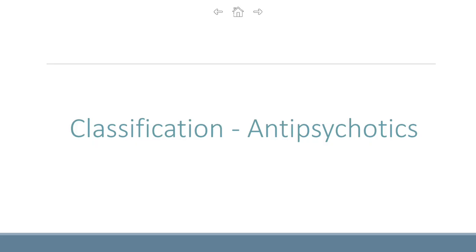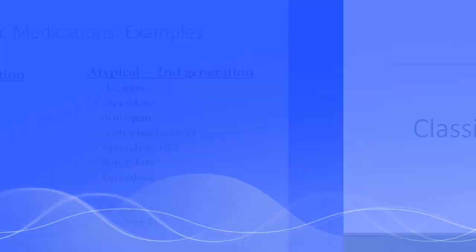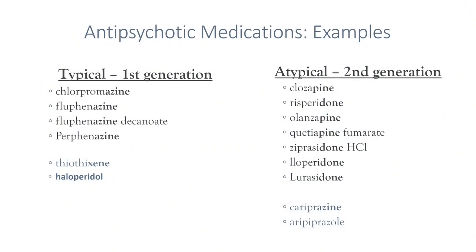Our next classification is the antipsychotics. There are two different types of antipsychotics. There's the typical, or first generation, and then there's atypical, or second generation. I like to think of this as like the first generation iPhone comes out and has a lot of bugs and they're still working things out. So the second generation comes out and it's much better, so people stop using the first generation phone and start using the second generation phone. Okay? Kind of the same idea with these medications.